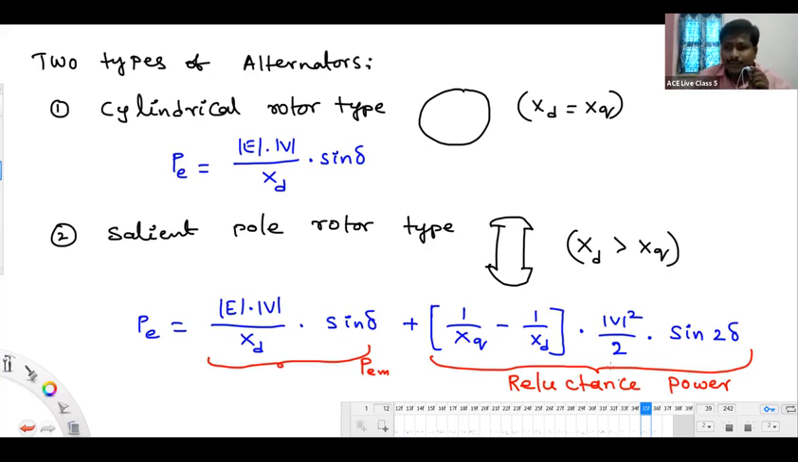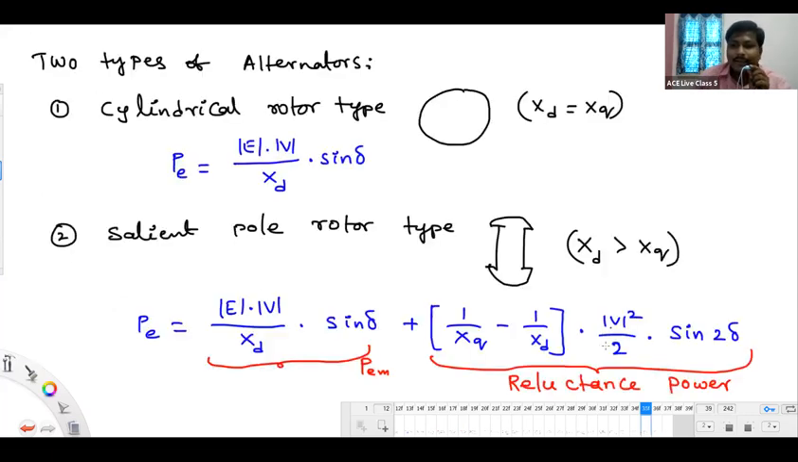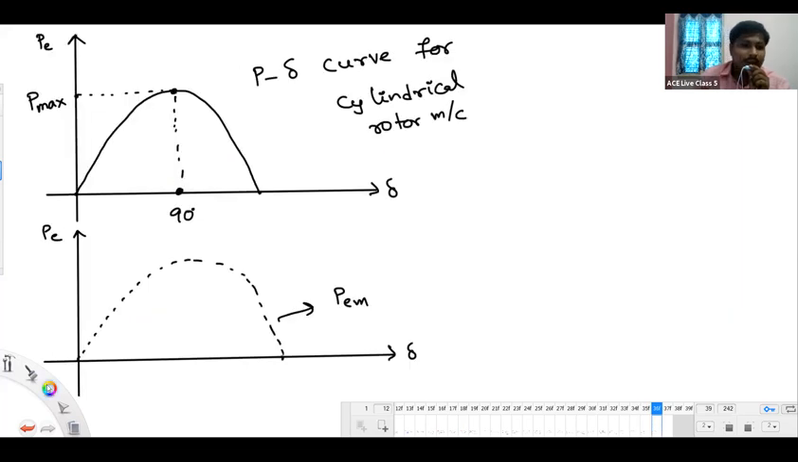Very simple. So in the next slide, I will first show the sine delta signal, maybe like this. It is E V by X_T into sine delta signal, or you say it is electromagnetic power. Next, we have reluctance power, right? Reluctance power is a sine 2 delta signal. Let me show that. The sine 2 delta signal may come like this now.